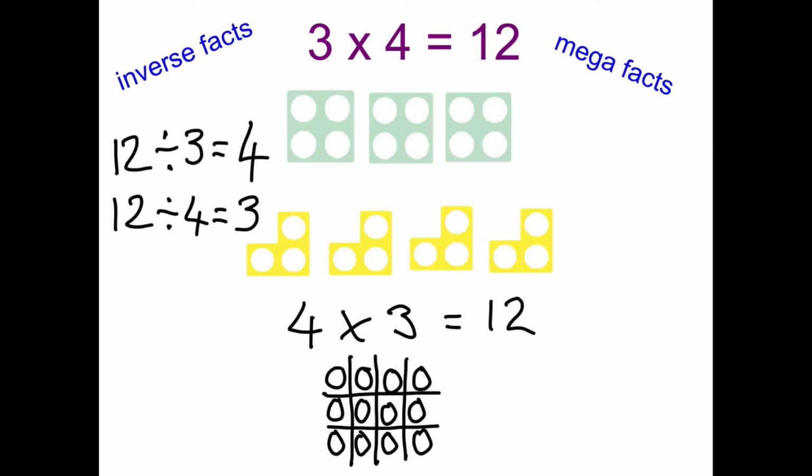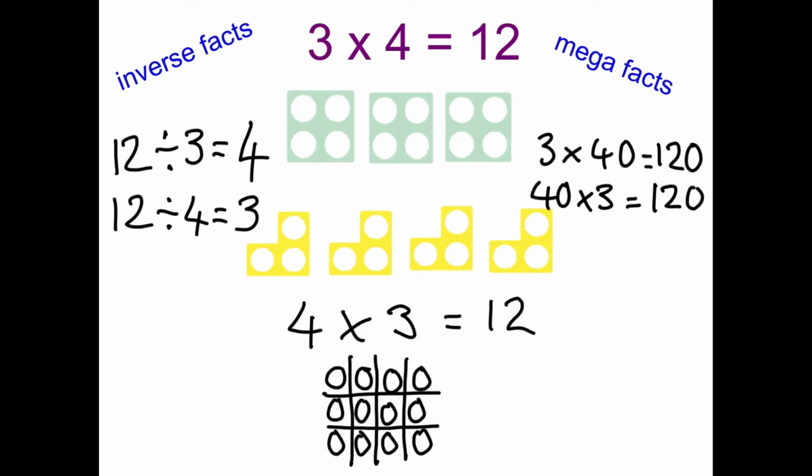Now to make a mega fact, let's do 3 40s. So that would be 40, add 40, add 40. And that would be 120. So 3 times 40 would be 120. If you swap the 0, if you had 4 times 30, it would be 120.